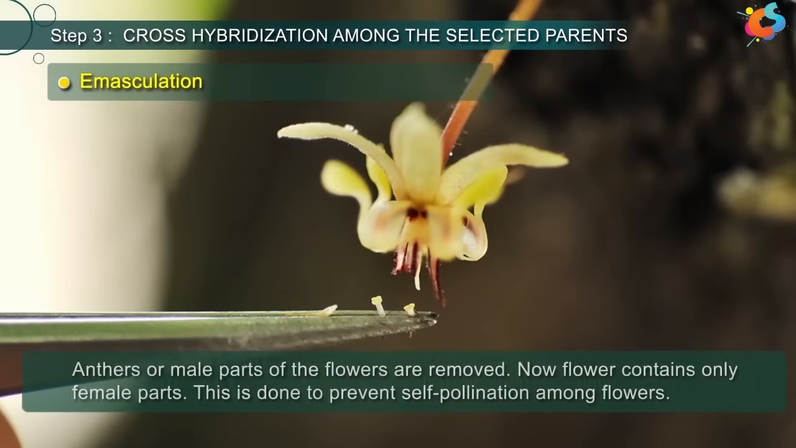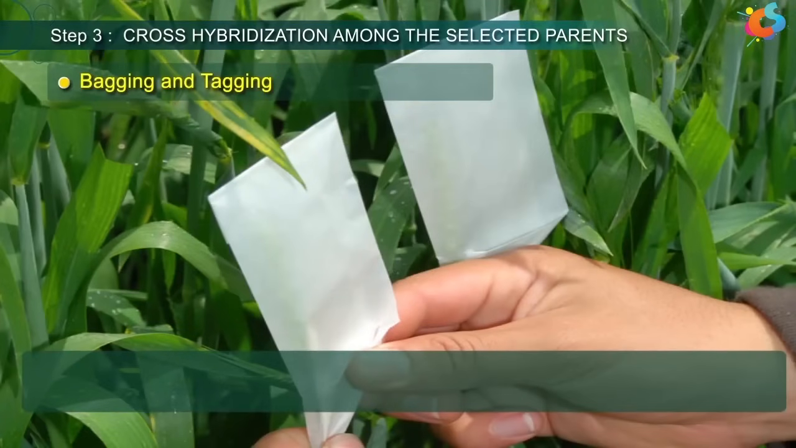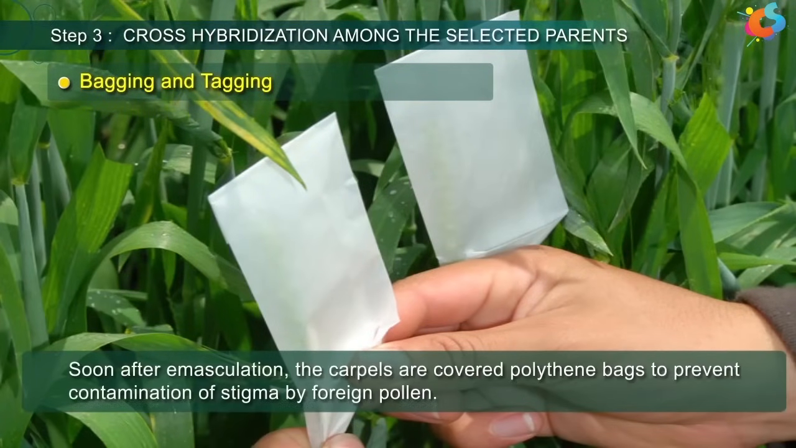Emasculation. Anthers or male parts of the flowers are removed. Now the flower contains only female parts. This is done to prevent self-pollination among flowers. Bagging and tagging. Soon after emasculation, the carpels are covered with polythene bags to prevent contamination of stigma by foreign pollen.